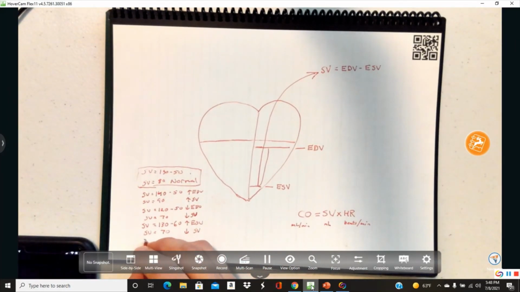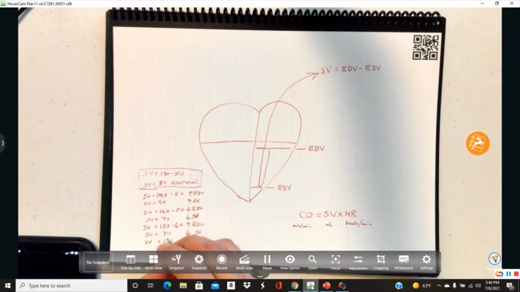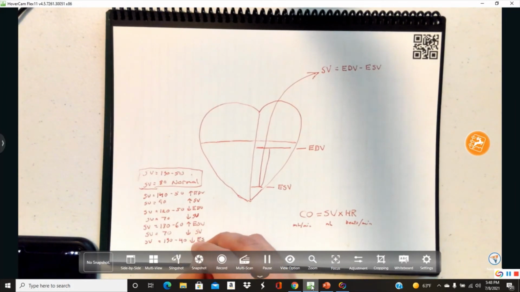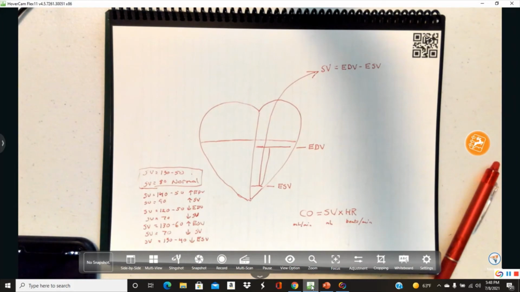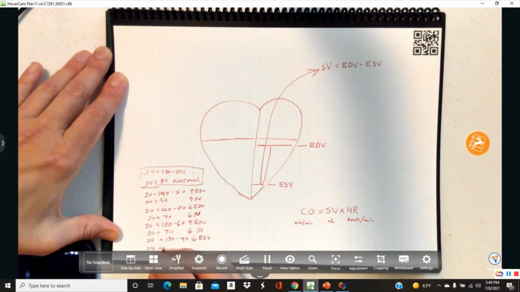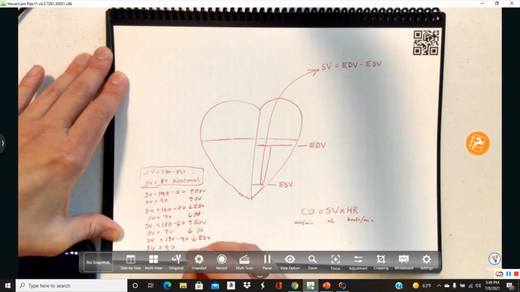Now let's go back here. Let's keep our normal EDV at 130, but now let's go to 40 for our ESV. So now we have a decreased ESV. Now that is 130 minus 40. Now that stroke volume is 90. So what have we done here? We have increased our stroke volume.